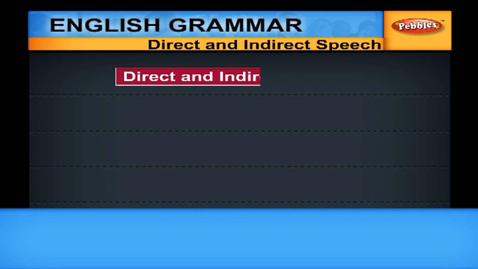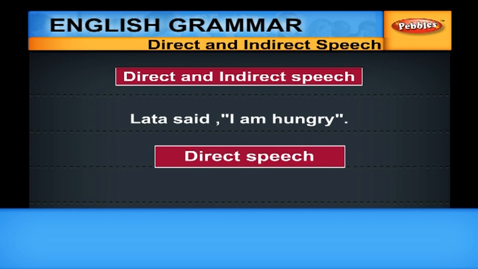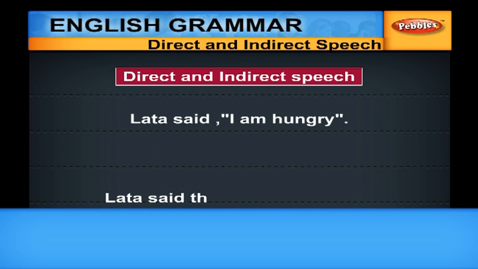Now we go to the direct and indirect speech. Lata said, "I am hungry." In this sentence, you're quoting exactly what Lata said. What Lata said is within quotation marks or inverted commas. This is direct speech. Lata said that she was hungry.